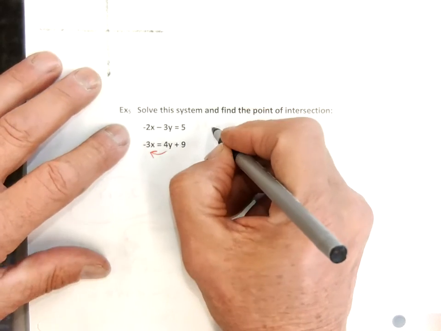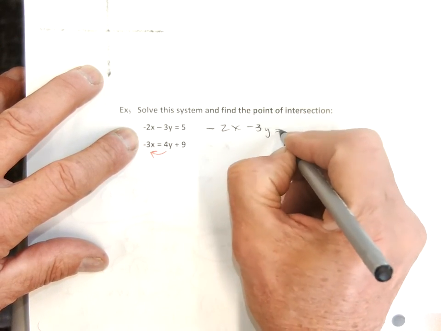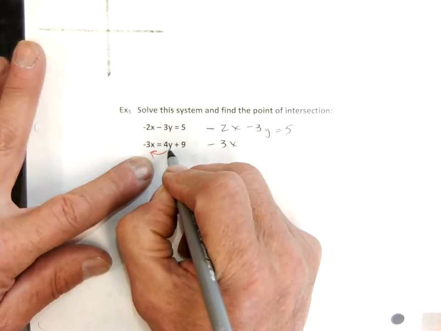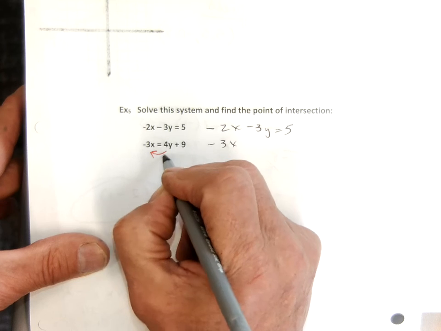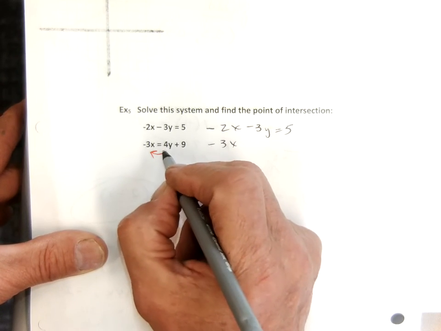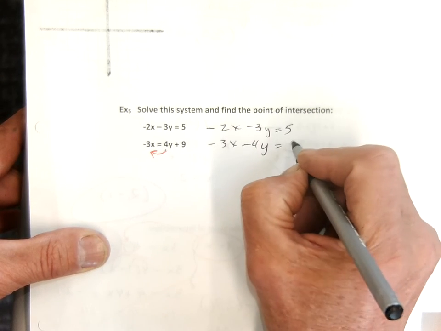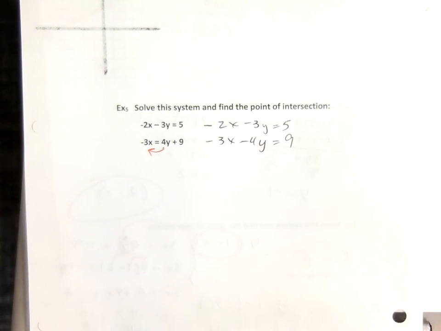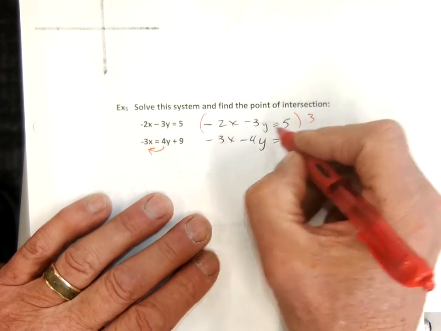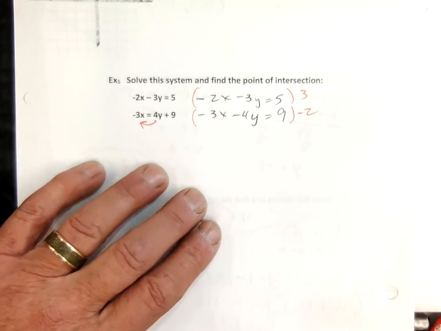You guys, I got all these smart kids who like to do things the hard way. So if I bring over the 4y, how do I bring the 4y over? How do I bring it over? Subtract it, right? I got to subtract it, so minus 4y equals 9, and then I would probably multiply this one by 3 and this one by negative 2, okay? And that'd be my strategy to solve it.